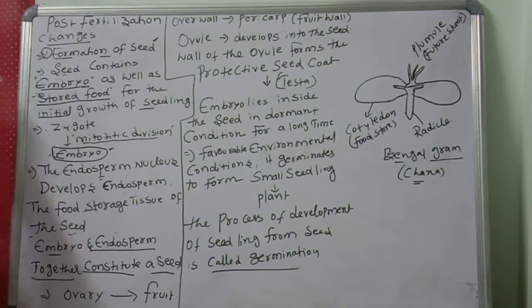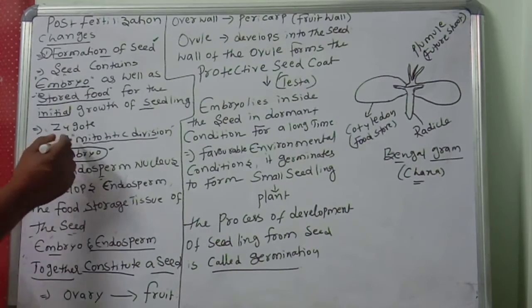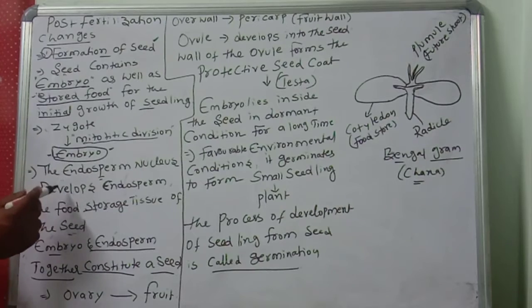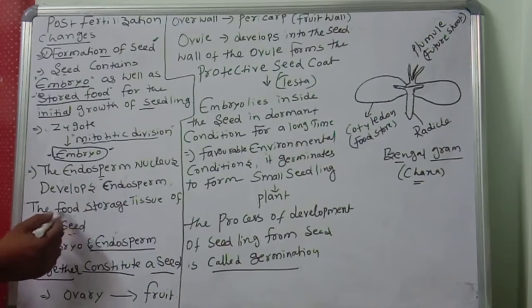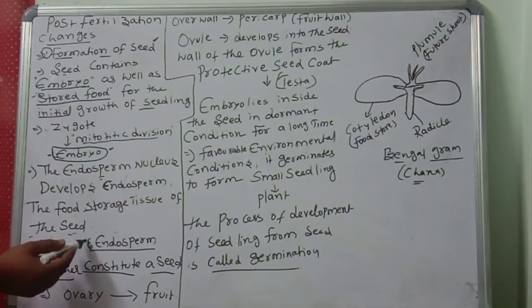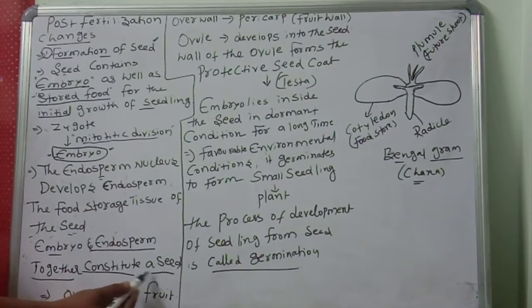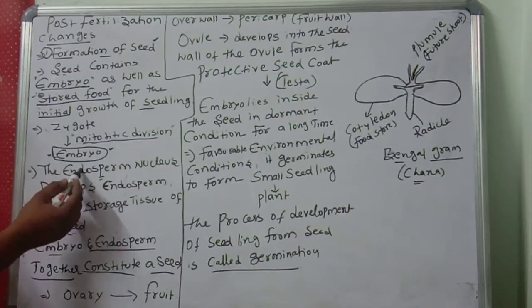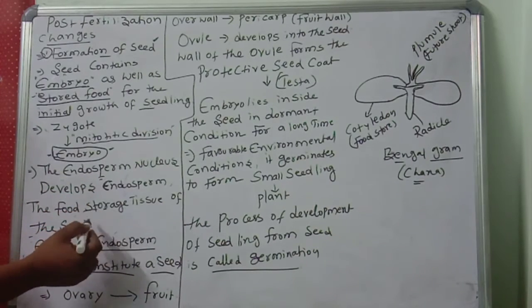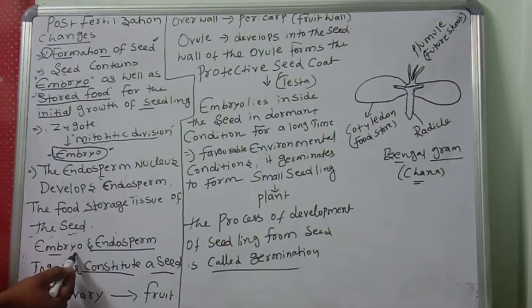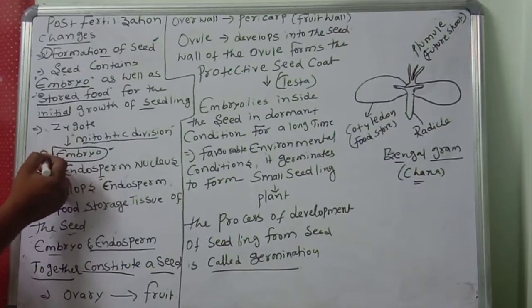Once again, children, the post fertilization changes we are discussing. The first one is the formation of seed after fertilization. The seed contains embryo as well as stored food for the initial growth of the seedling. The zygote is involved in mitotic division, then the embryo will be formed. The endosperm nucleus develops the endosperm, the food storage tissue of the seed. So embryo and endosperm together constitute a seed. The zygote is involved in which cell division? Mitotic cell division forms the embryo.